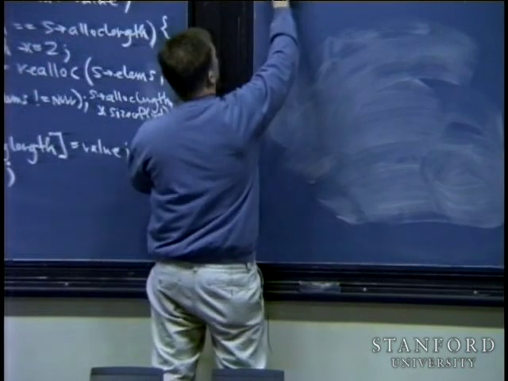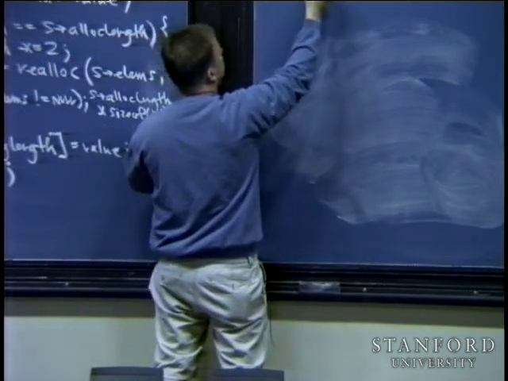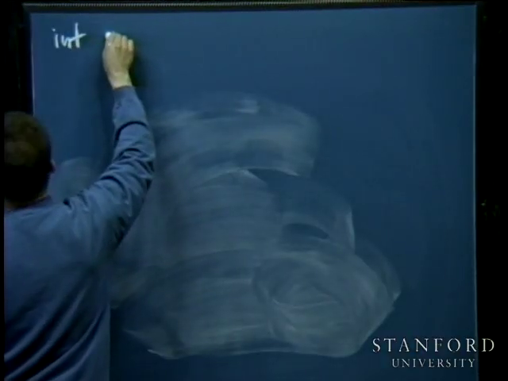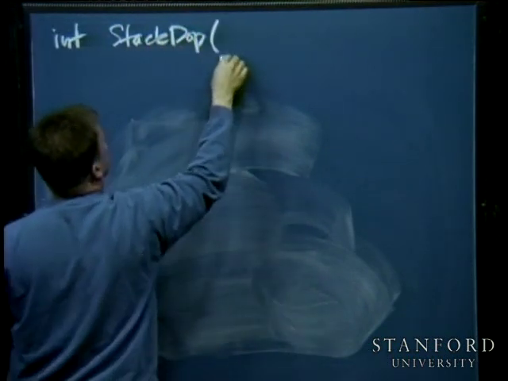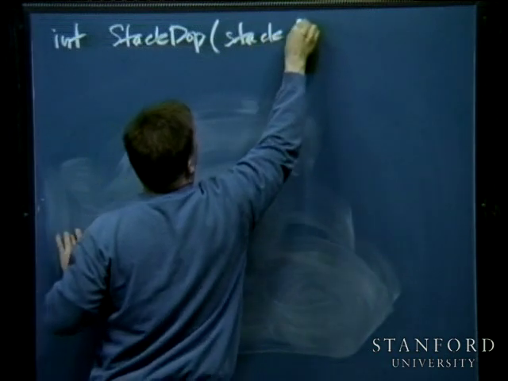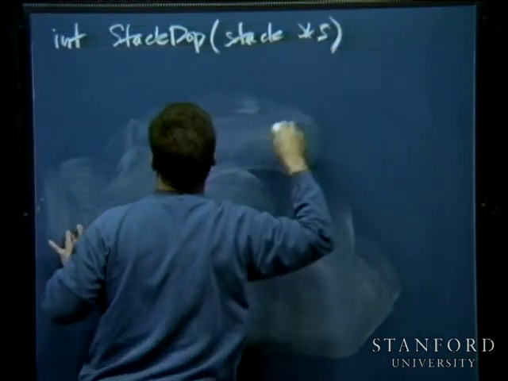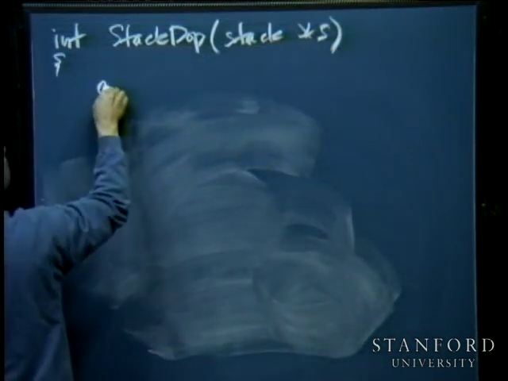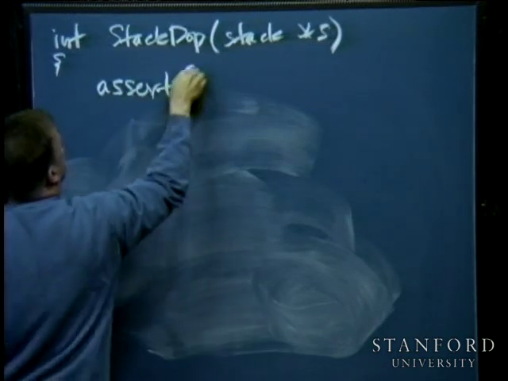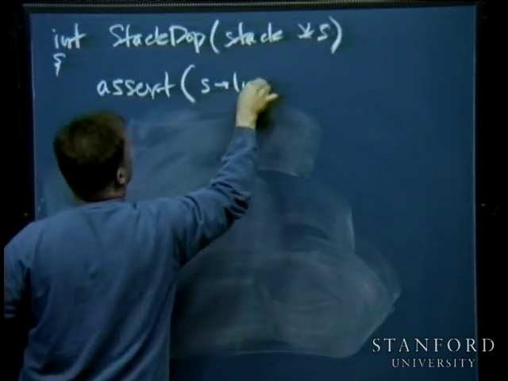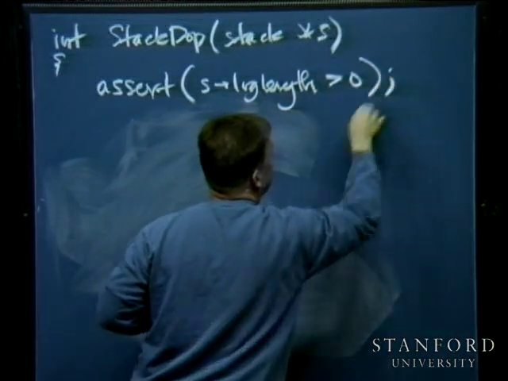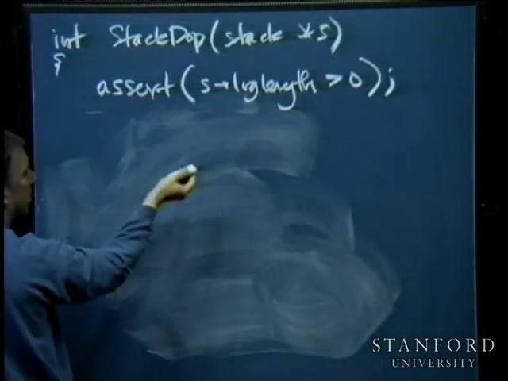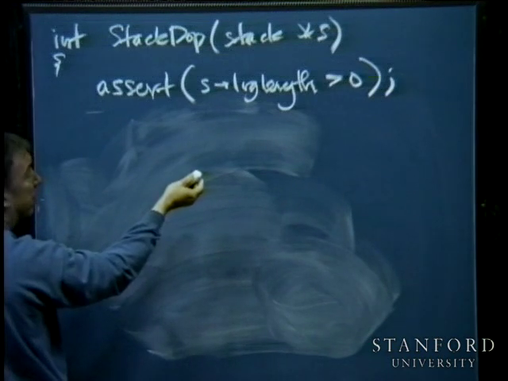This continues on this board right here. I have this thing that returns an int, stack pop. I'm popping off of this stack right here. No other arguments. Assert that s arrow logical length is greater than 0. If you get here, then you're happy because you have something you can pop off.